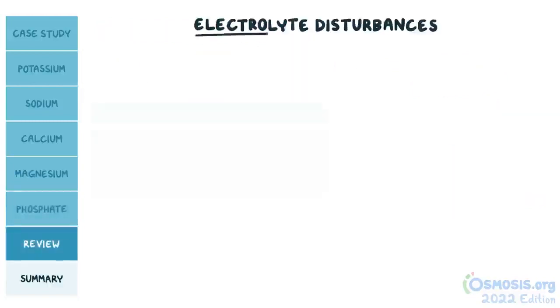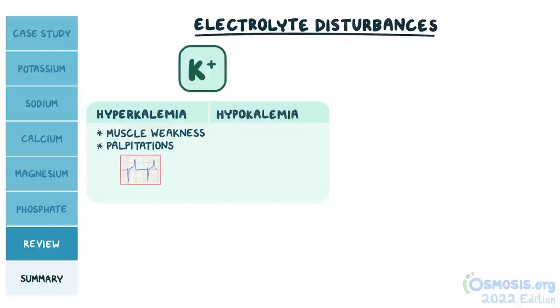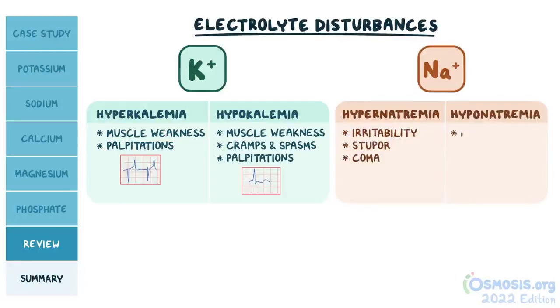Okay, as a quick recap, hyperkalemia presents with muscle weakness and palpitations, and the ECG shows wide QRS complexes and peaked T waves. Hypokalemia presents with muscle weakness, cramps and spasms, as well as palpitations, and the ECG shows flattened T waves and U waves. Hypernatremia can present with irritability, stupor, and coma, while hyponatremia presents with nausea, malaise, seizures, and stupor and coma.